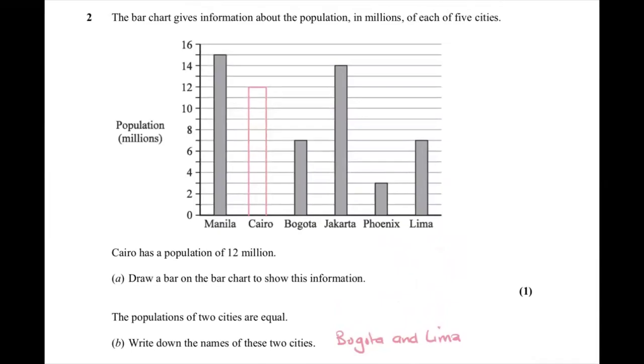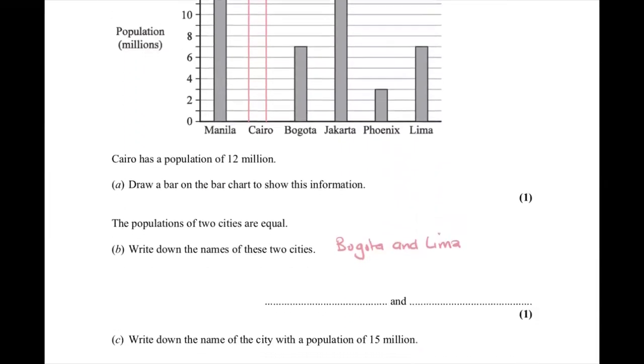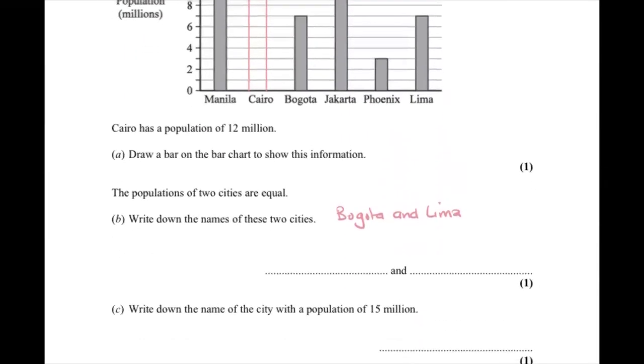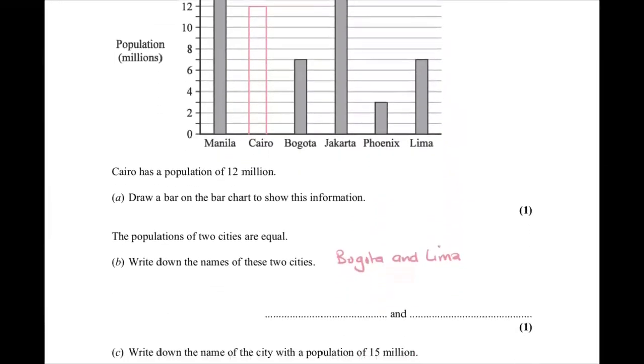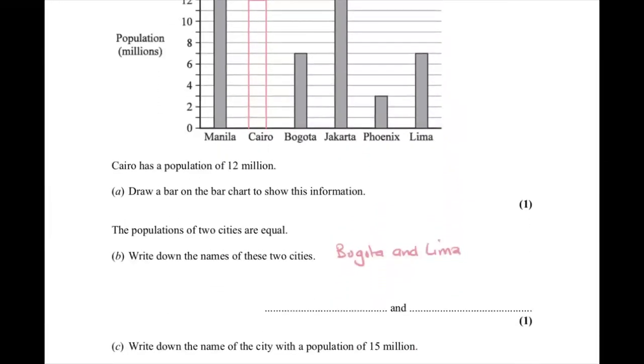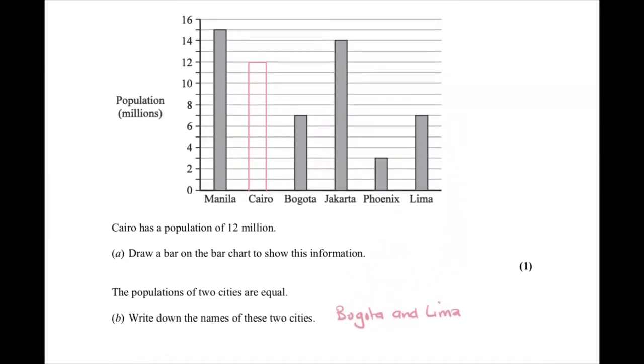C is to write down the population of Jakarta, which is, no, that's not true. C is to write down the name of the city with a population of 15 million, and that is Manila.